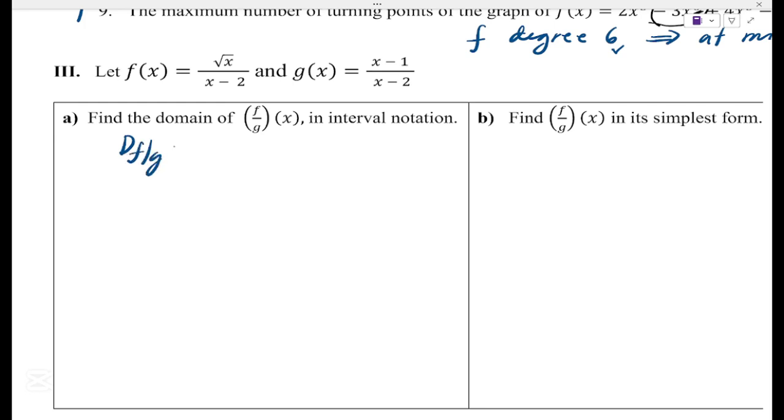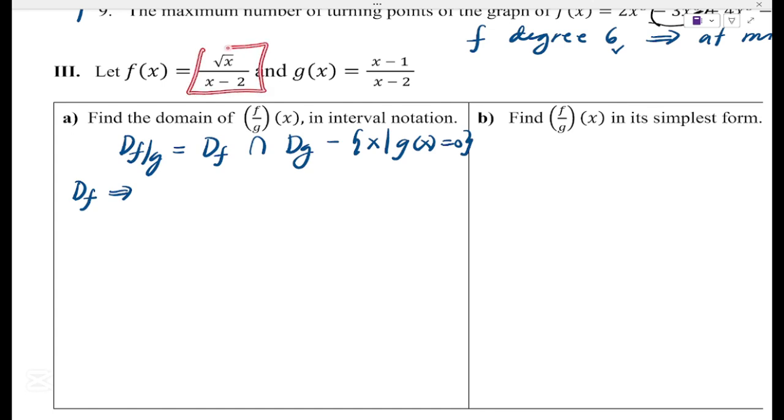The domain of f over g is equal to the domain of f intersect with the domain of g, minus all the x values that make g of x equal to 0. You have to follow this one by one. Let us start with the domain of f. For the domain of f, we can see that the function is a fraction, and in this fraction, we have to take a look at the numerator and denominator.